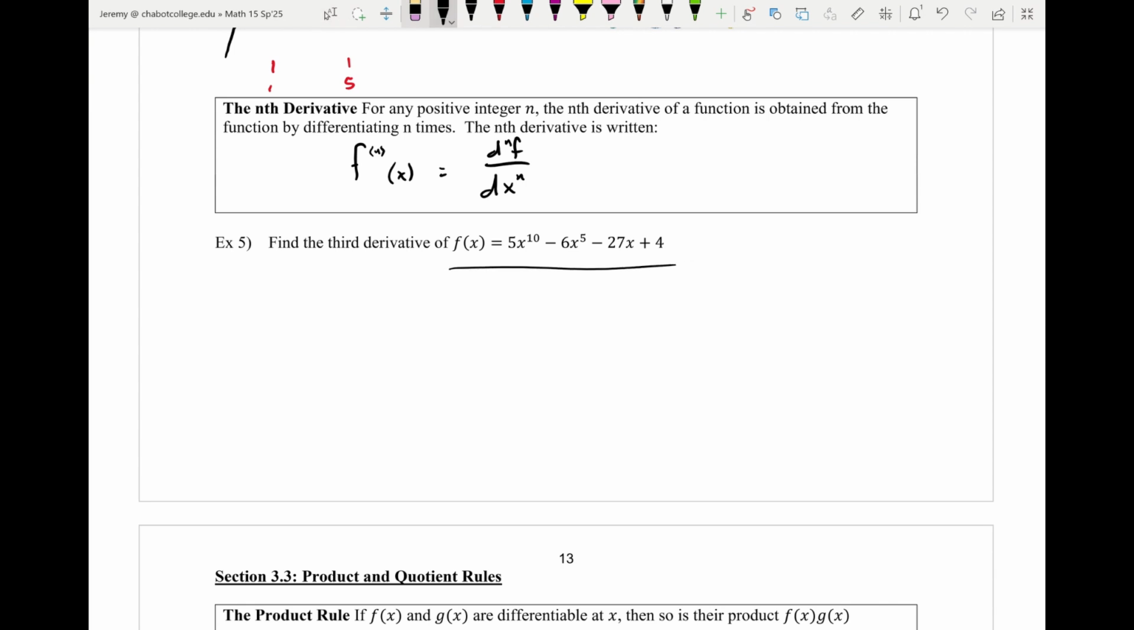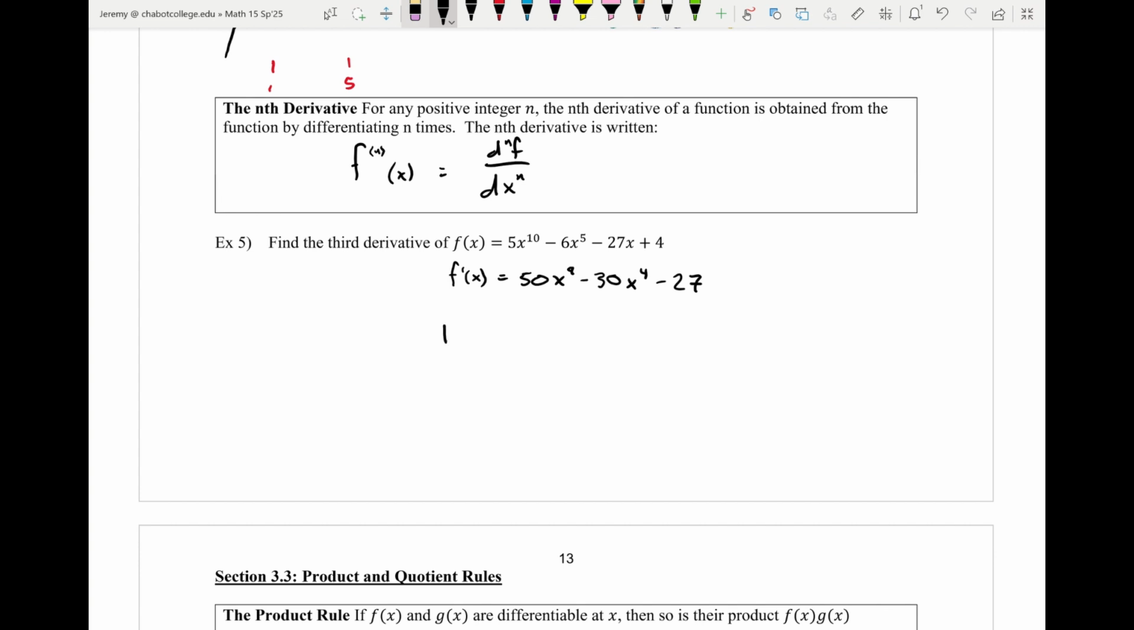We want the third derivative of this 10th degree polynomial. Good thing we have our power rules, right? Because this would take a literal lifetime to find the derivative using the limit. I don't even know if it's possible. But with our power rules, for the first derivative, I'll just bring down that 10. I'll get 50x to the 9th, subtracting 1 to get that new exponent, minus 30x to the 4th, minus 27. All right, and then that constant 4 just goes away. So that's our first derivative.